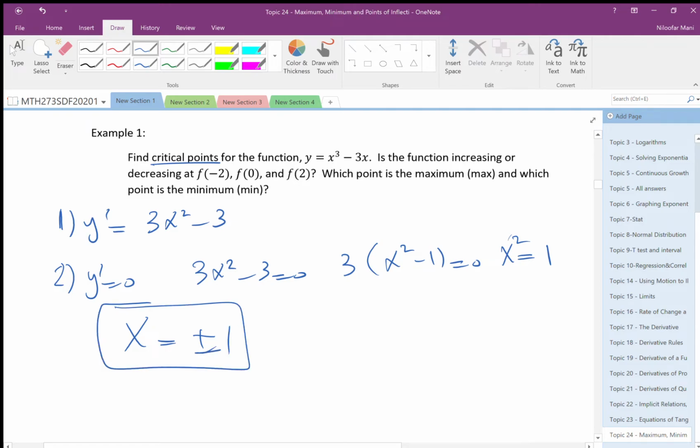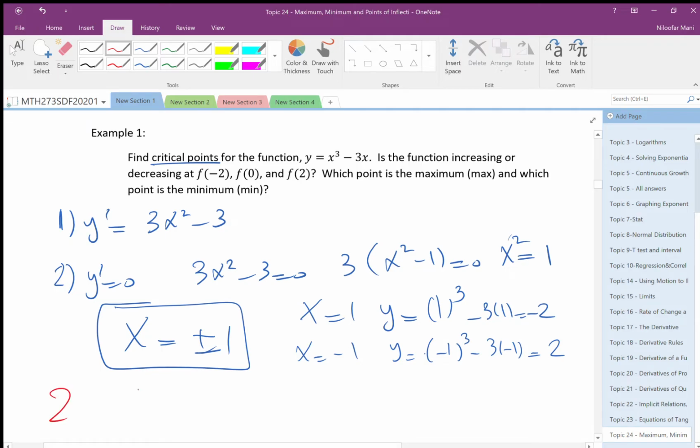But I cannot say this is my critical point because I have to find y as well. So I put x equal 1 and I find y: 1 cubed minus 3 times 1, which is minus 2. I put x equal minus 1 and find y: minus 1 cubed minus 3 times minus 1, which is minus 1 plus 3, which is 2. So I can say I have two critical points.